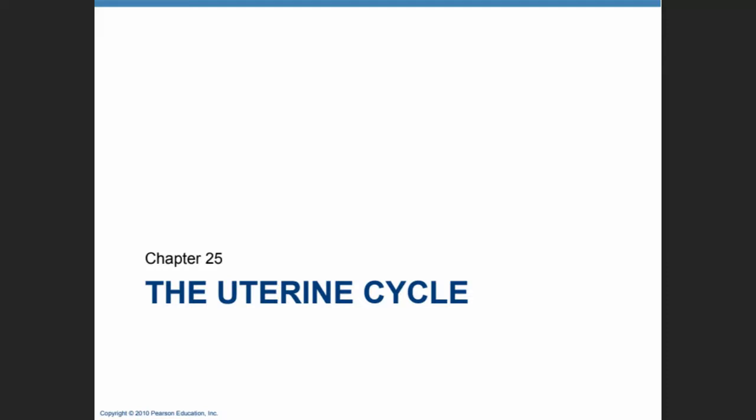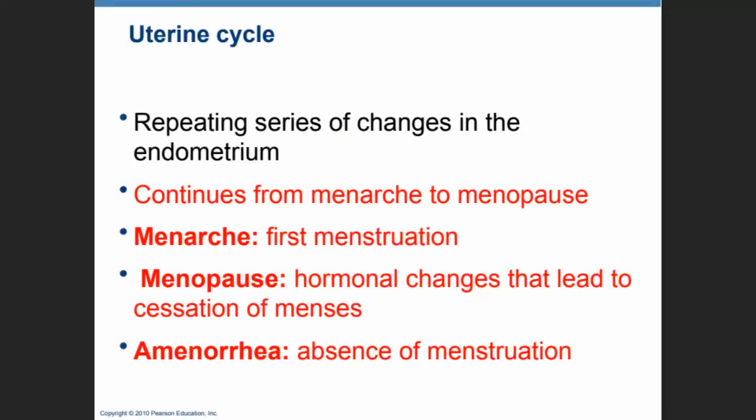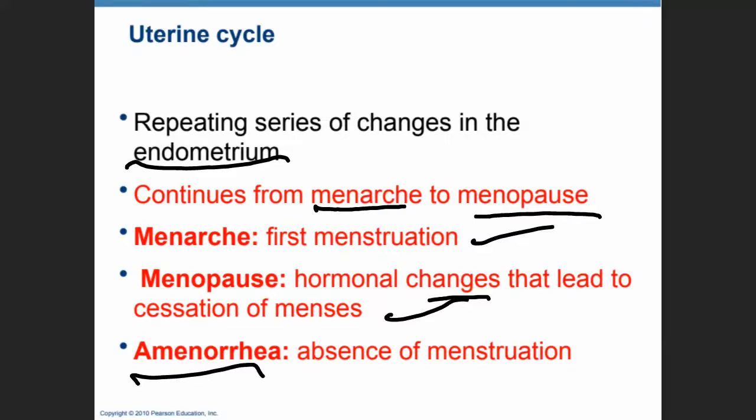Going along with the ovarian cycle is the uterine cycle, which is taking place at roughly the same time. During the uterine cycle, now we're looking at what's happening in the endometrium of the uterus. These cycles, both ovarian and uterine cycles, begin at menarche and continue until menopause. Menarche refers to the first menstruation. Menopause is the hormonal changes that lead to the cessation of menses. Amenorrhea is an absence of menstruation, typically due to abnormal conditions.